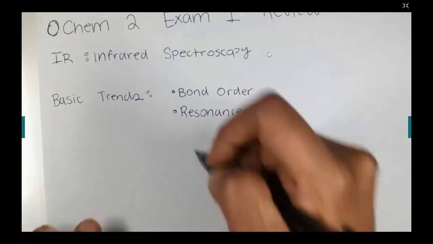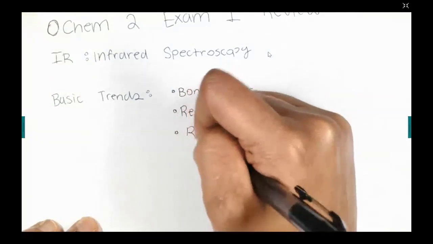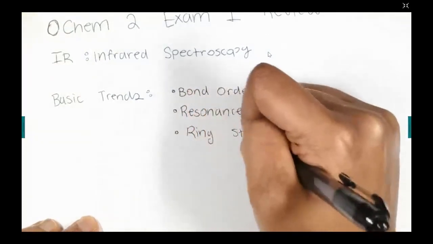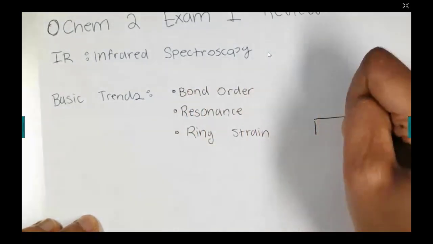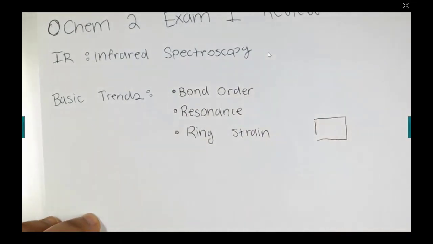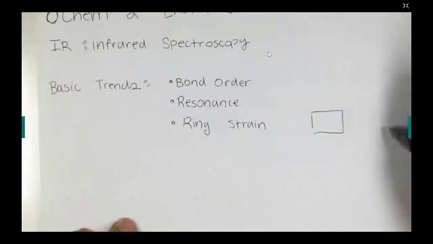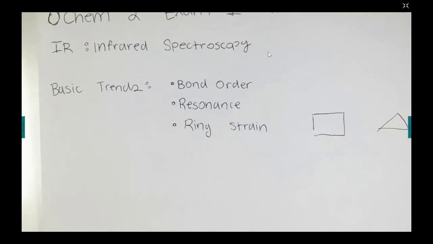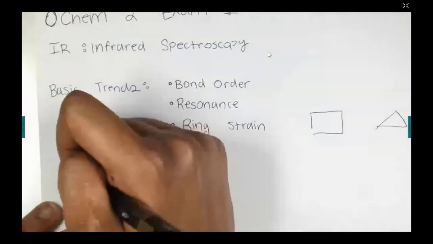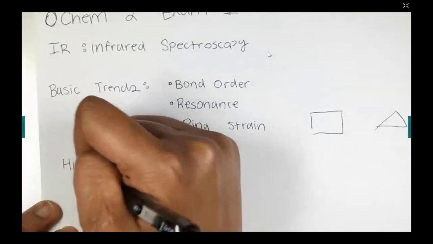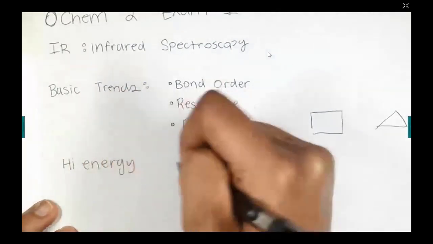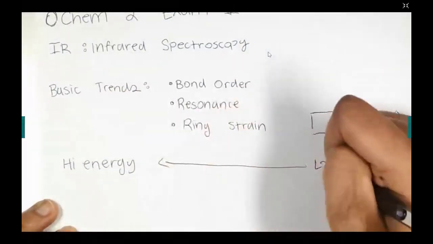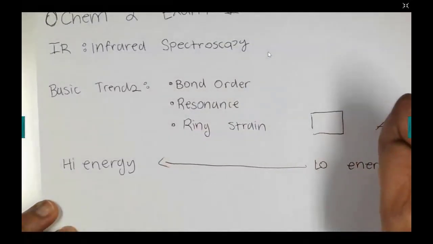And finally, you also will be considering things like ring strain, which is simply if you have a ring that looks like this, which is just like a 4-membered ring or a 3-membered ring, God forbid, those are incredibly unstable. They're going to have a very high energy bond frequency. So anything with high energy will be on the left, right? And your low energy bond structures will be on the right side.